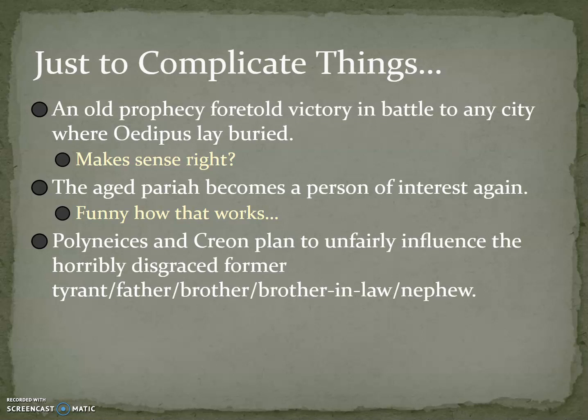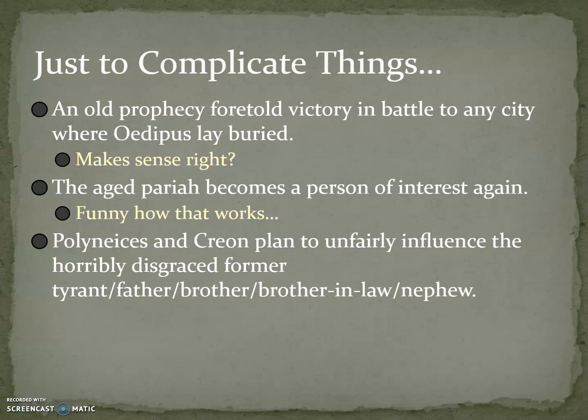So, because of this, the aged pariah, Oedipus, who's now been cast out, becomes a person of interest again, and Polynices and Creon plan to unfairly influence this former tyrant slash father slash brother slash brother-in-law slash nephew. It's complicated. But the point here is that Polynices is busy hoping to use his father as an influence to regain his power, and Creon is also playing that as a man attempting to protect the city.